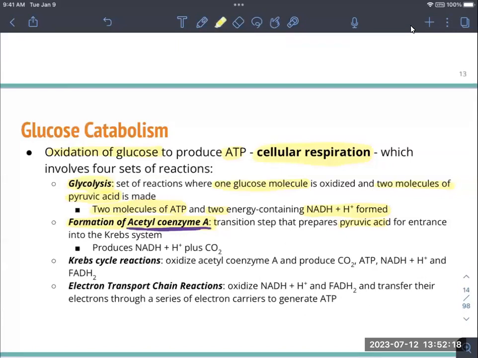At this point, because we have two molecules of pyruvate, each pyruvate is going to make one acetyl-CoA. Each of these acetyl-CoAs will go into the Krebs cycle. We do make another NADH molecule in that formation of acetyl-CoA.